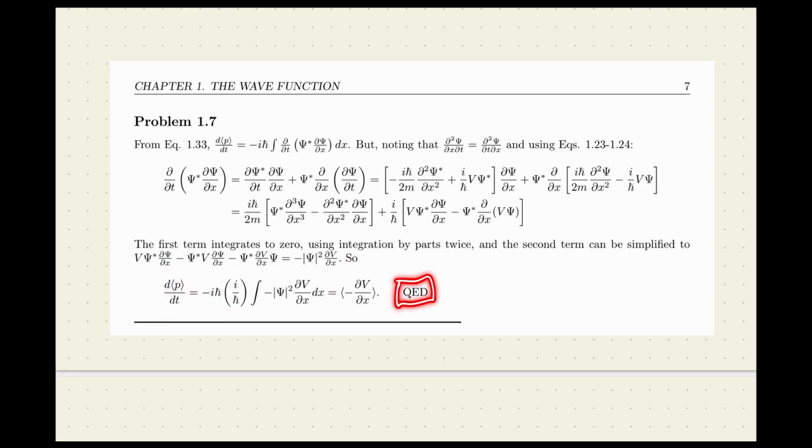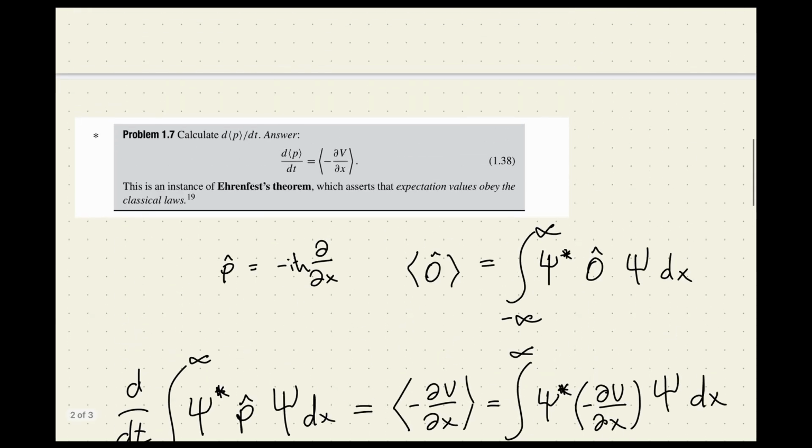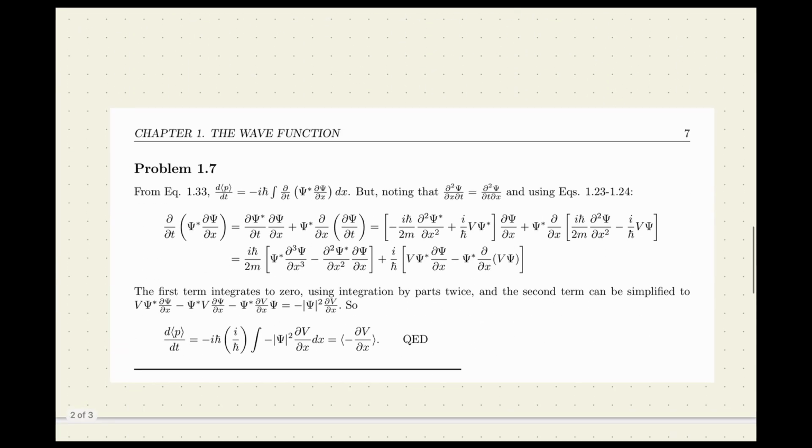QED is something you put at the end of a proof. Since we're doing a proof here, we're trying to show that this is equal to this. At the end, you can write QED. All right, we're going to try to break down each individual line, everything happening in this problem here, and try to explain it to ourselves.